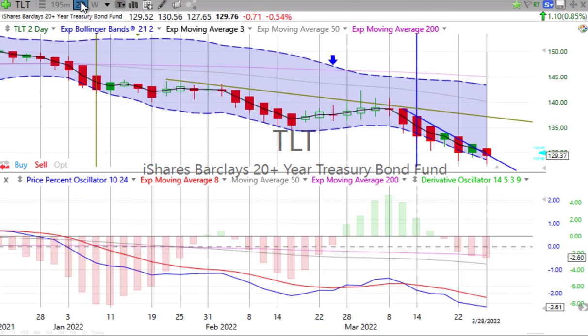Then we go to the 2-day. What do we see there? Well, we see, again, a red down candle forming after that prior week solid green candle. We do see on this 2-day chart reaching a lower low. Price percent oscillator heading down, derivative oscillator heading down.